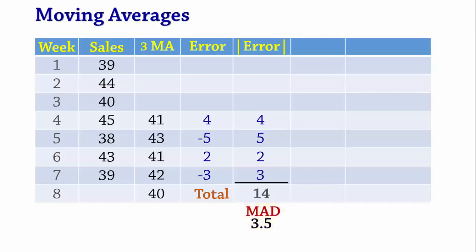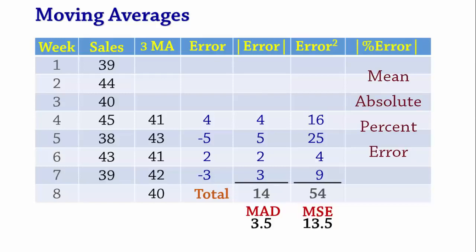Next, we calculate the mean squared error. In this case, we first square the errors and then average them. Since the square of negative values is always positive, we can simply square the absolute errors. Hence, 4 squared is 16, 5 squared is 25, 2 squared is 4, and 3 squared is 9. The total of these squared errors is 54, and the mean squared error is 54 divided by 4, which gives 13.5.